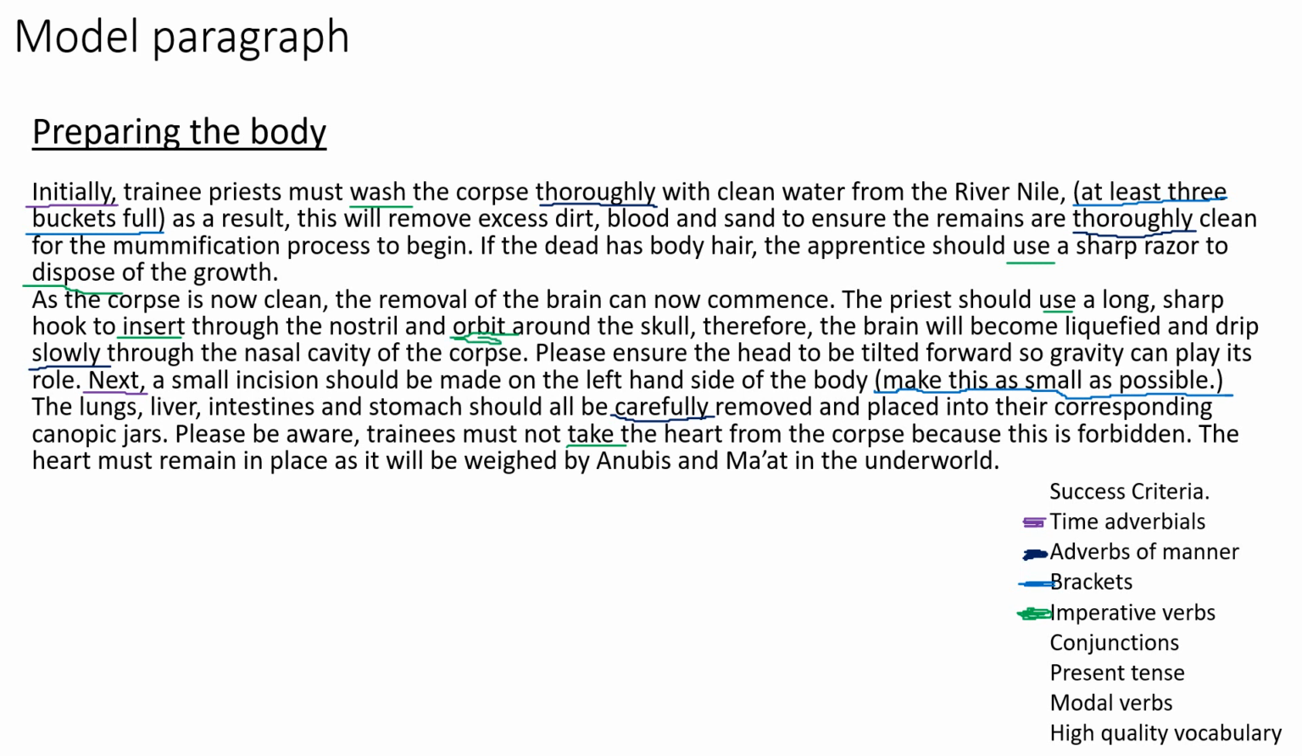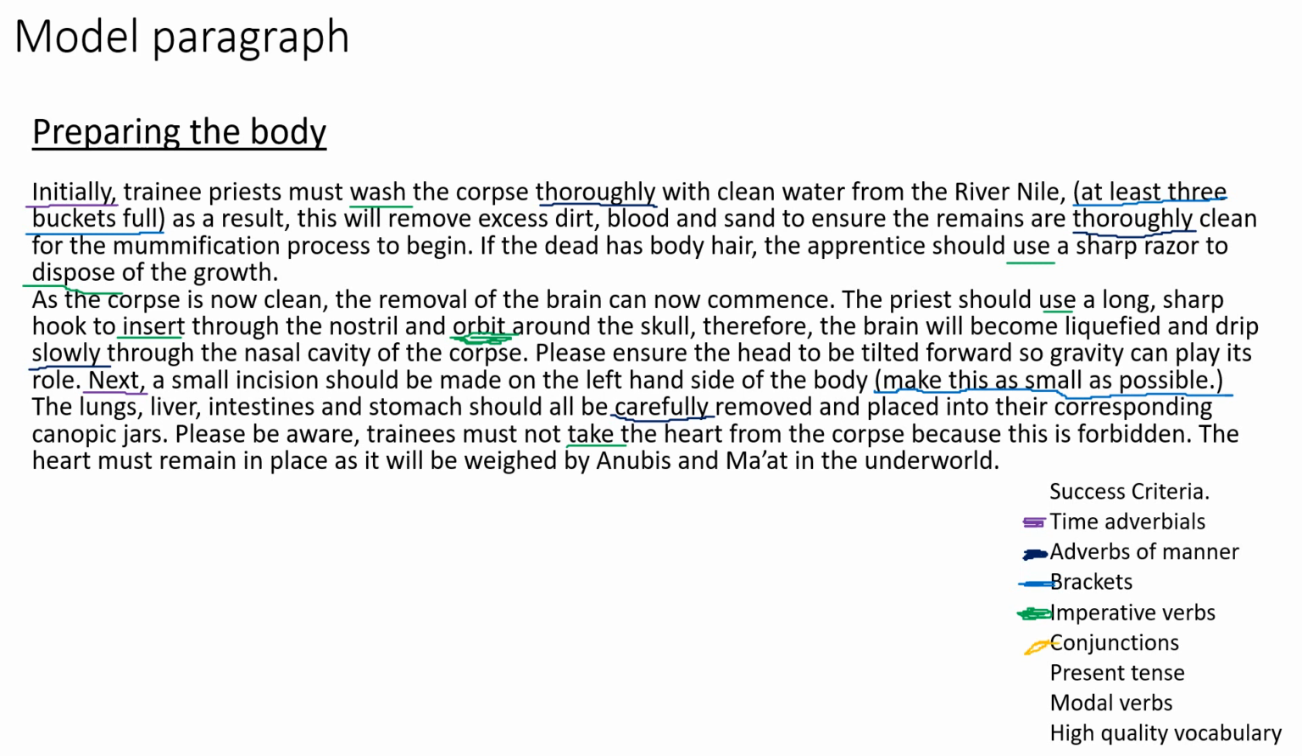So as we know from our space topic, orbit means go around in a circular motion. So we're not stabbing the brain, we're like circling around it. So that gives my priest a little bit more information about the way I would like him to remove the brain. So we've got imperative verbs, conjunctions, which is the main one that we're focusing on.